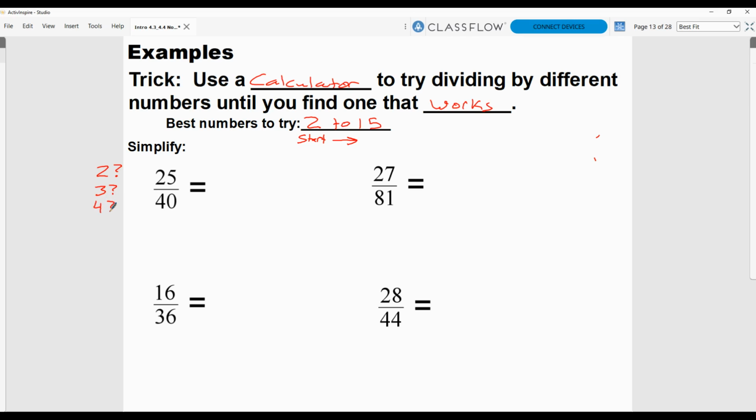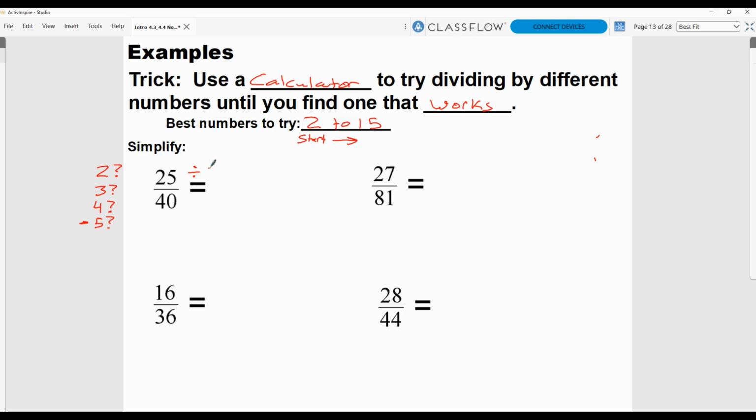How about 4? Can I divide both of these by 4 evenly? This one I can down here. If you try that in your calculator, it'll work. This one, no, you can't. So you move on up. The next number we got is 5. Can I divide both of these numbers by 5? And yes, you can, absolutely. So we found one that is going to work, 5.